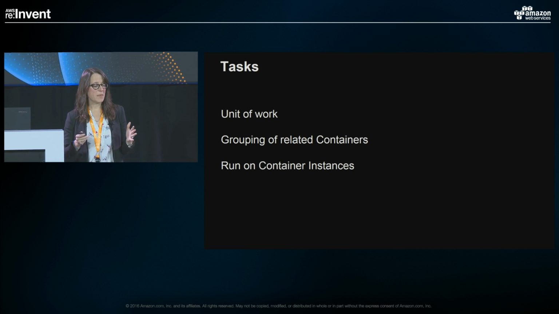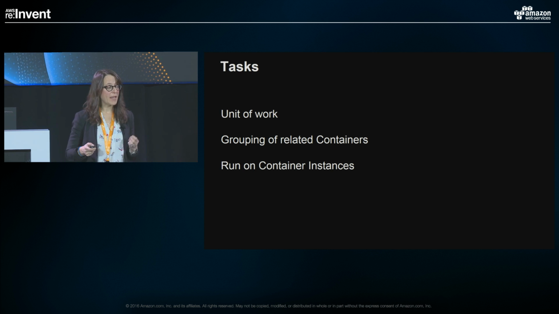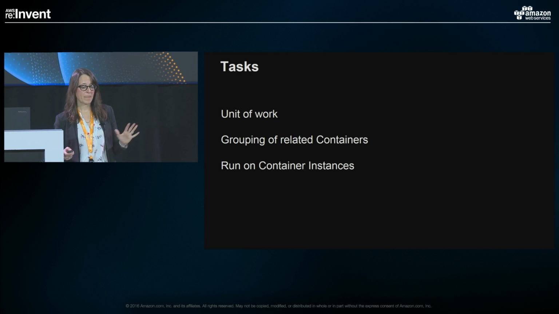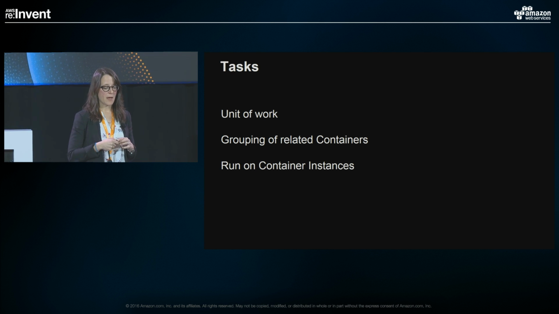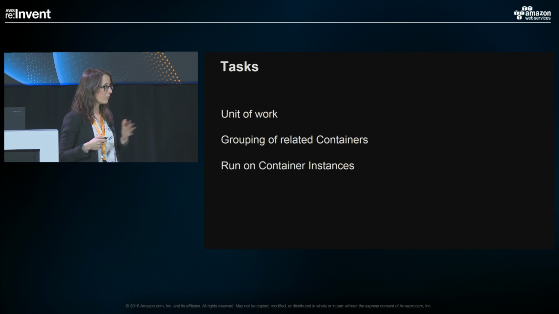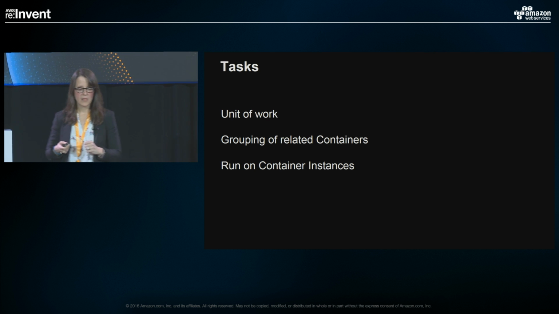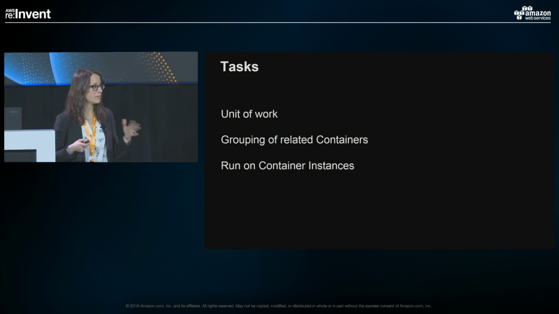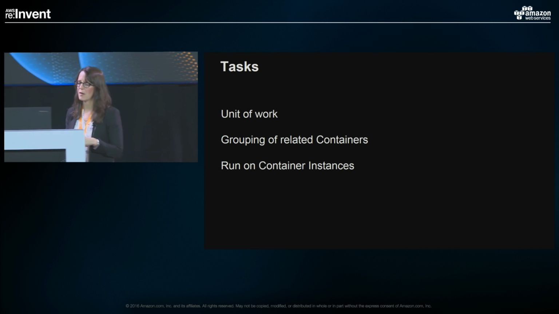So, as we mentioned, a task is essentially a unit of work and a grouping of related containers. And you can have a task that just has one container, or you can have up to 10 that really work together on a single machine. So, for example, you could start with maybe Nginx in front of Rails with perhaps a Redis cluster behind it, and that would all go into one task definition. And you can really have as many tasks on an instance that will fit based on the scheduling algorithm that you have.